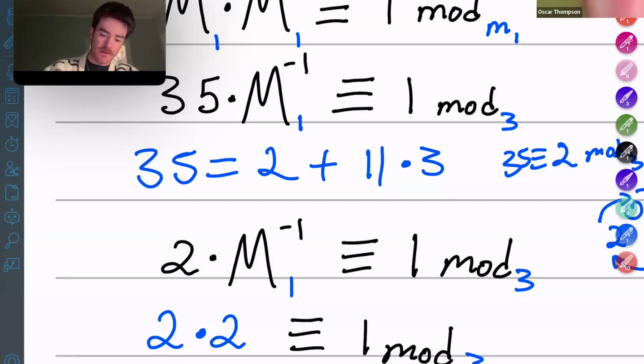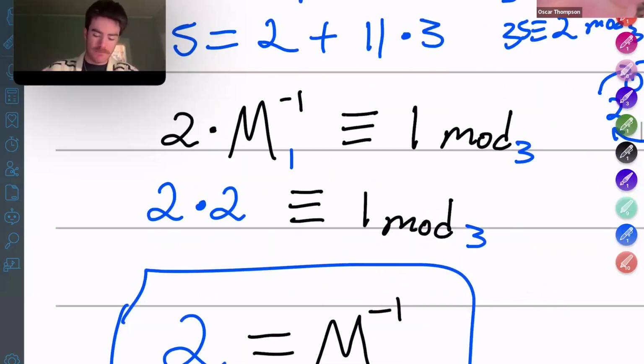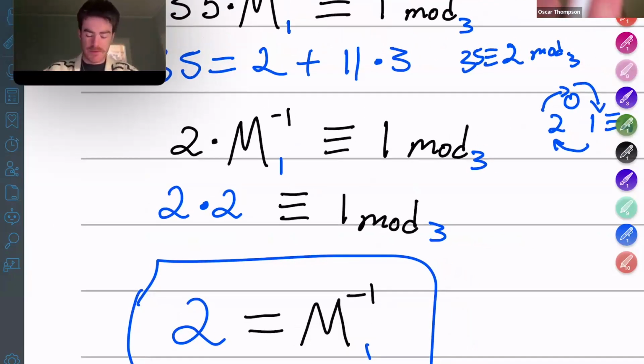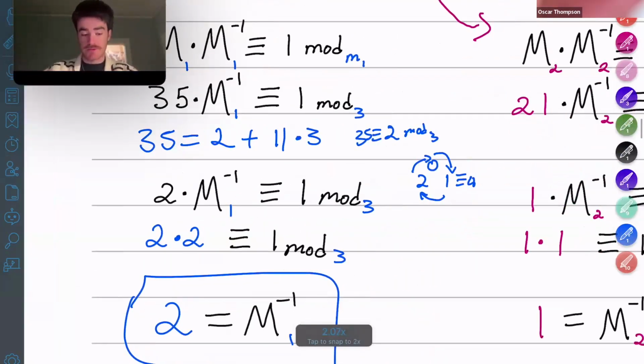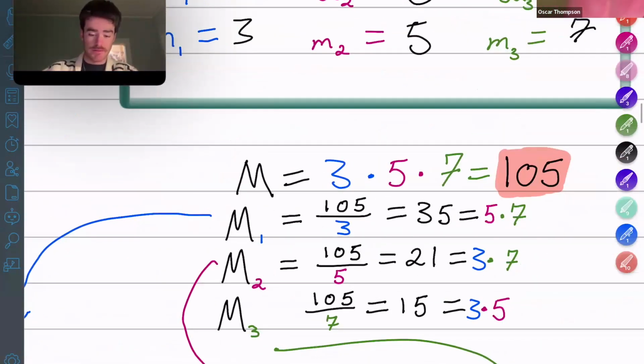We've solved for the multiplicative inverse. If you remember, we wanted a number such that when we multiply it, it's congruent to 1 mod the modulus that we are in. So 2 is going to be big M inverse. And now we're going to do that 2 more times. So strap in.